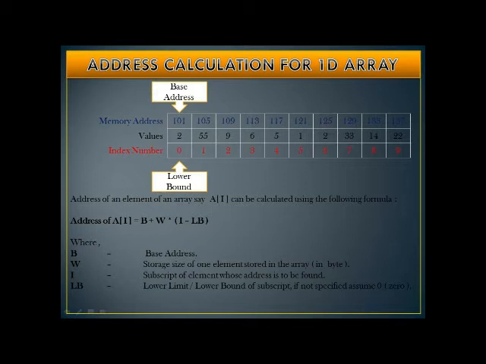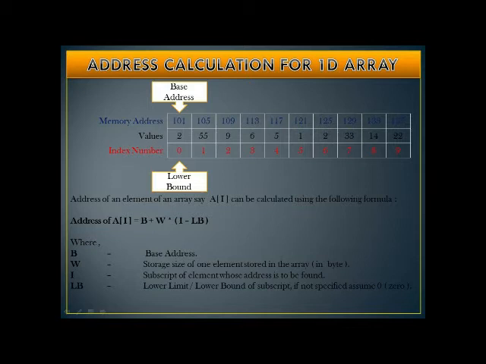This is how we are going to calculate the address of a given cell number or index position in a 1D array. Address of a of I is equal to b plus w into I minus lb, where b is the base address, w is the storage size of one element stored in the array in bytes. That means the size of each data type which is being used in the array. I is the index position in the given array whose address we need to find, and LB is the lower bound of the array.